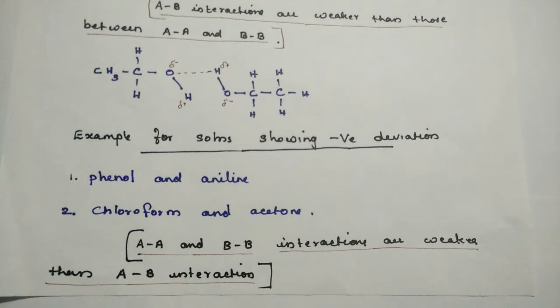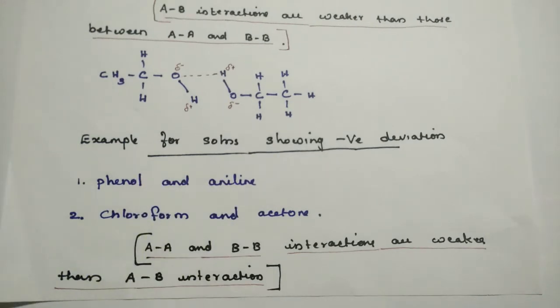An example of a solution showing negative deviation: phenol and aniline. Next one, chloroform and acetone. In the case of negative deviation, the intermolecular attractive forces between AA and BB are weaker than those between AB, so that a decrease in vapor pressure will be there, resulting in negative deviation.